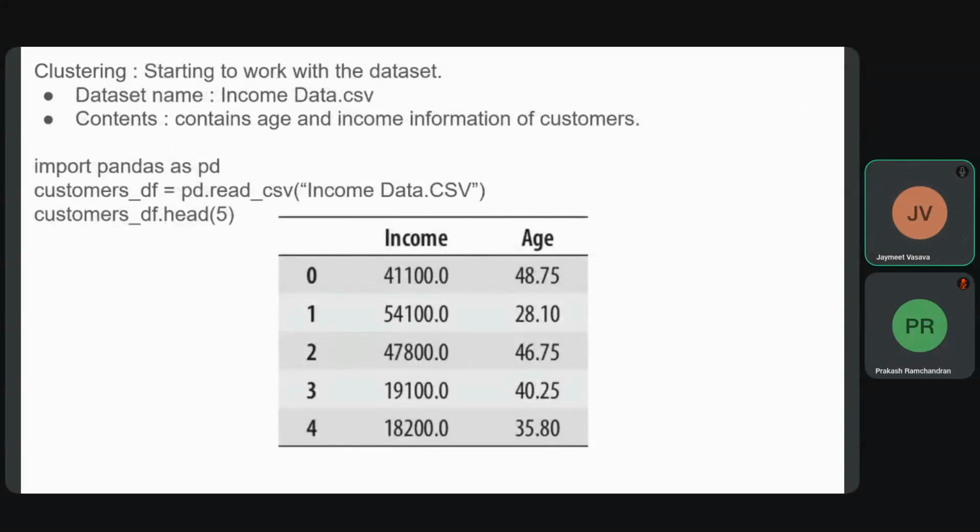So we'll learn about clustering with the help of a data set which contains the information of customers' age and their income. So we'll use the income data set. We'll first import pandas for reading it and then print the first 5 records of the data set. And you can see how the first 5 records look, the income and the age being showcased.